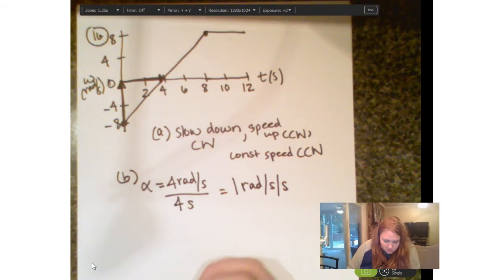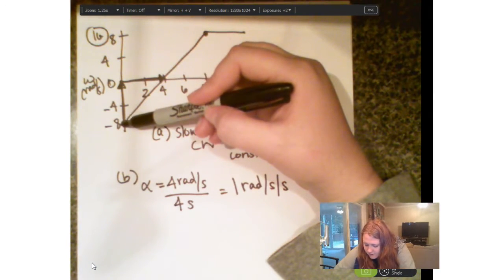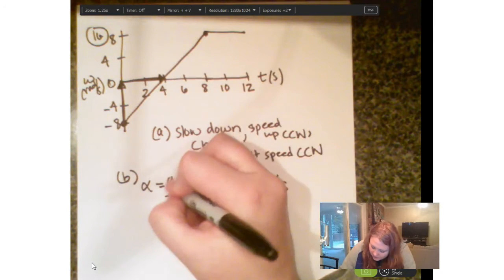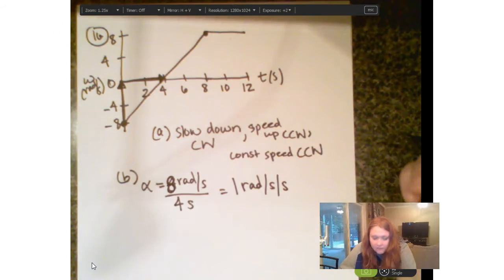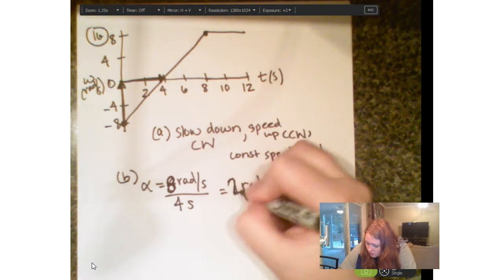Oh, can I not do math? No, I can't do math. Sorry. This is 8 to 0, so this should be 8, not 4. Okay, that's 8 radians per second in 4 seconds. So that makes our acceleration 2.